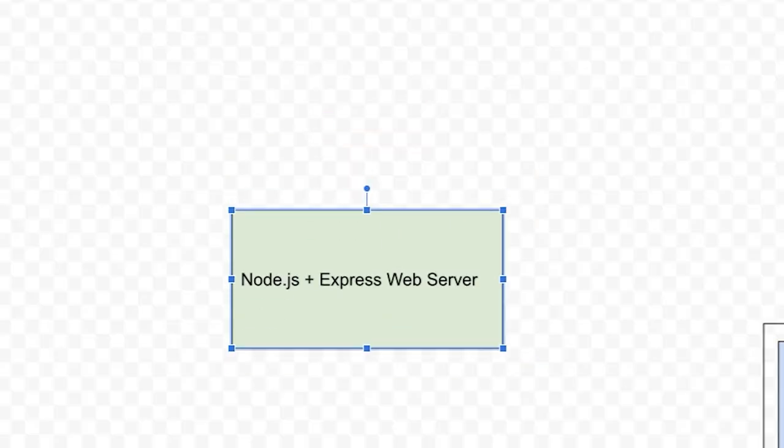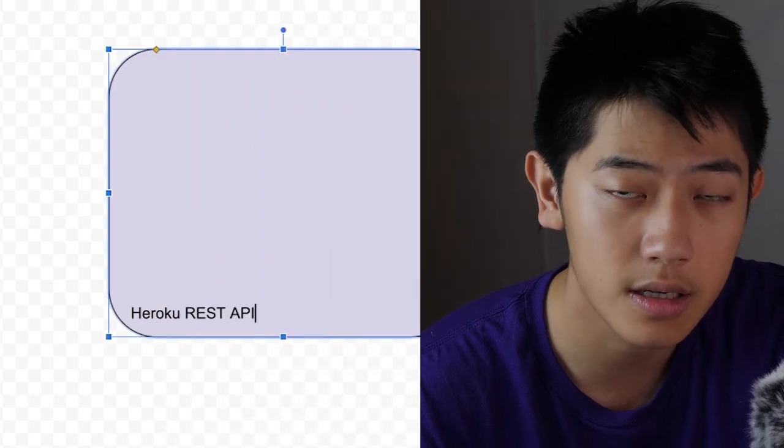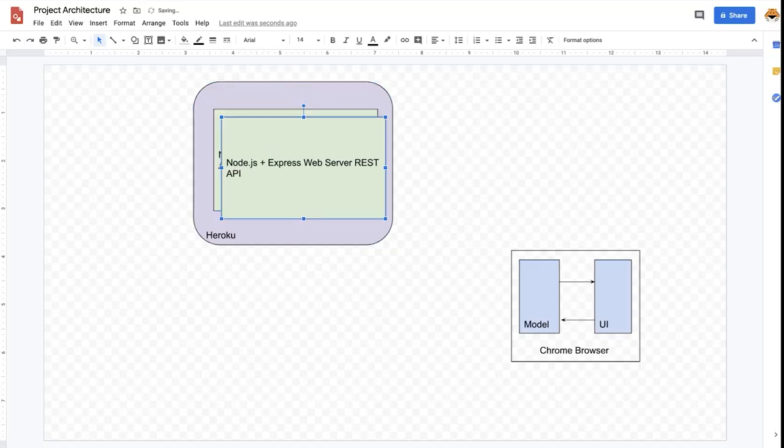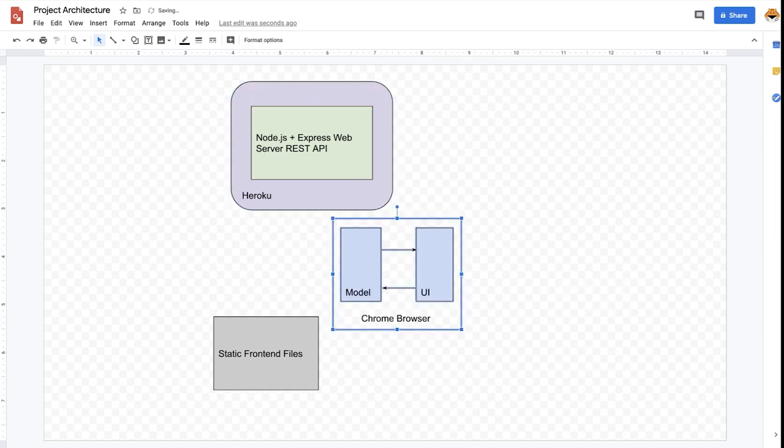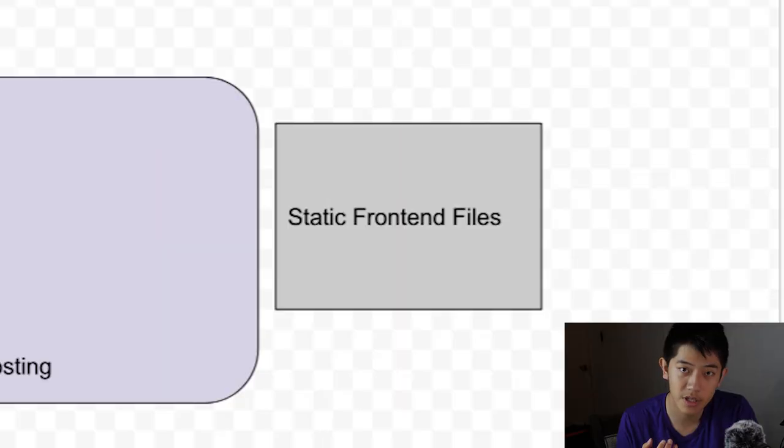So we need a Node.js web server paired with Express, and this REST API could be hosted on Heroku as our backend. And we also need a place to host our static front-end files. We can leverage Firebase hosting for this purpose. The reason why I'm keeping the front-end and back-end separate is mainly for performance purposes and to keep the code simple.